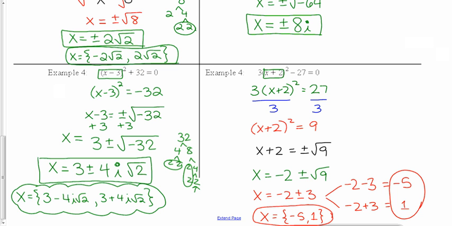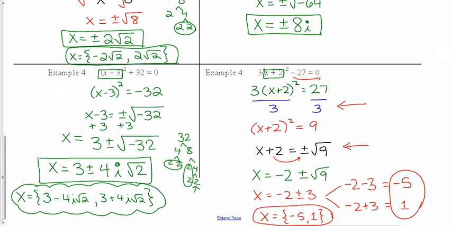So in example 4, I had x plus 2, which was squared, so I know I could use square roots. I added 27 to move that over to the other side. Then I divided both sides by 3 to move the 3 over to the other side. And now my squared was by itself. To get rid of the squared, I did plus or minus the square root of both sides. And then I had to get rid of the plus 2, so I moved it over by subtracting 2.